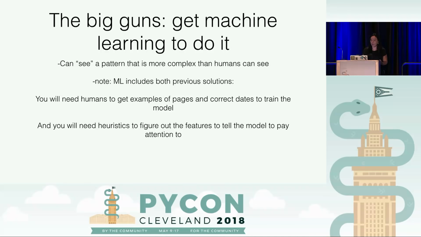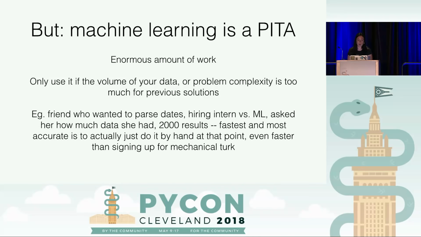And we're going to need heuristics to figure out what features to tell the model to pay attention to. So what are things that are significant about this problem that you should be trying to look for a correlation about? That is given to us by heuristics. So it kind of encapsulates both previous solutions that we're trying to move past. But machine learning is a giant pain, it's an enormous amount of work. And so you should only use it if the volume of our data or the problem complexity is too much for previous solutions.